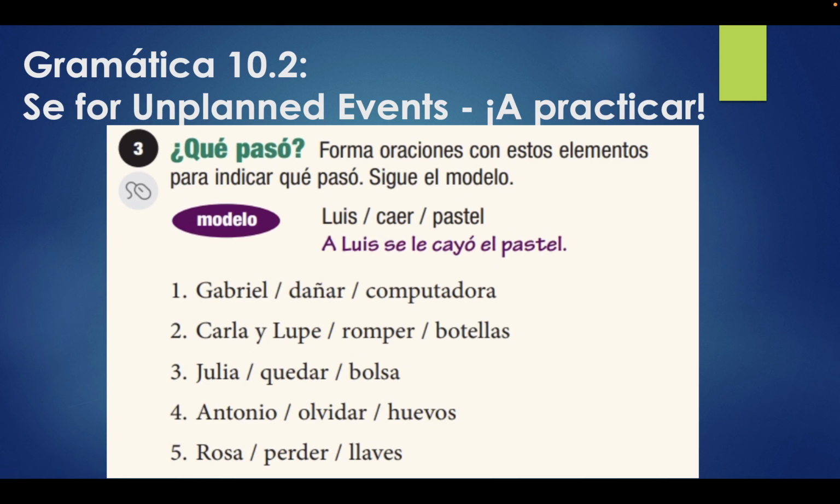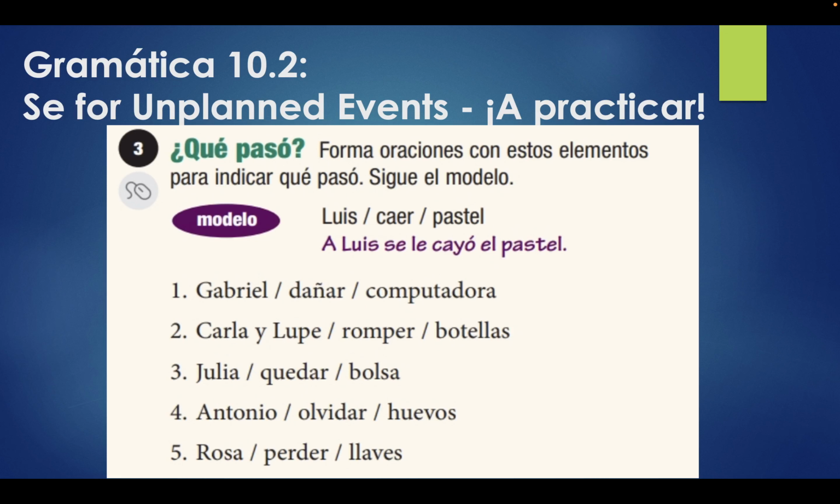Okay, so as we take a look at these, I want to give you a chance to practice. So we have número uno, talking about Gabriel, dañar, to damage, and la computadora, the computer. So instead of Gabriel damaged the computer, we're trying to say that the computer was damaged to Gabriel, basically. So his computer got damaged.